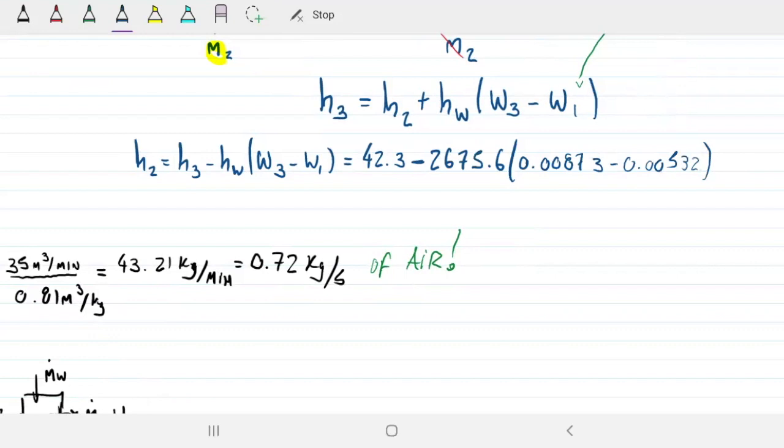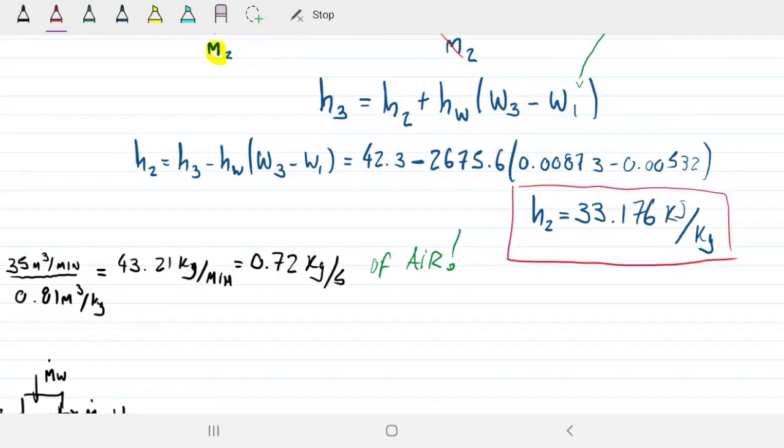Okay, so from that we get that entropy 2 equals 36.176 kilojoules per kilogram of dry air. And this is the hardest thing on this problem. Just know that now we have two properties for the second state, right? We know the absolute humidity and we know the enthalpy.